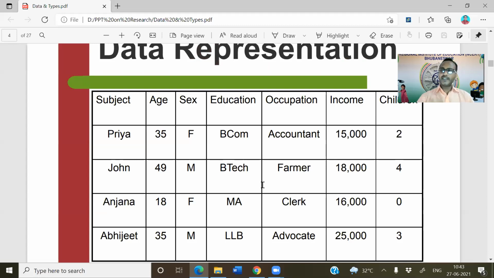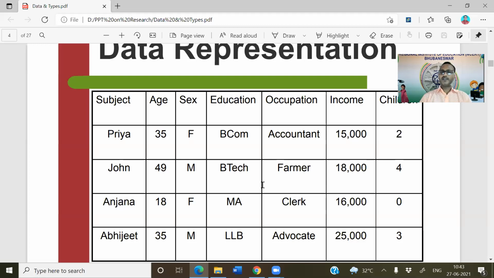What are the variables here? Can anybody say? Age, sex, education, occupation, income, and children. Okay, very good. So these are the things that are reflected in the columns, like age, sex, education, occupation, income, children. These are variables.